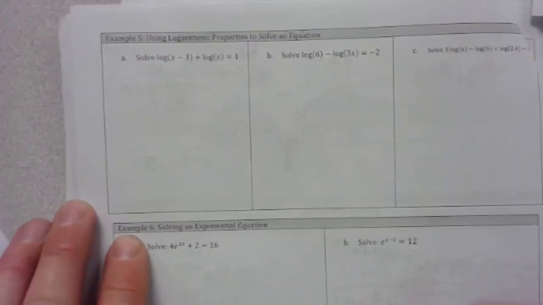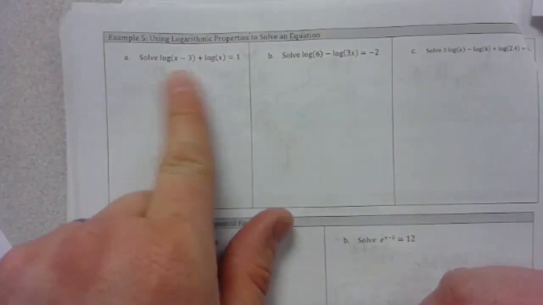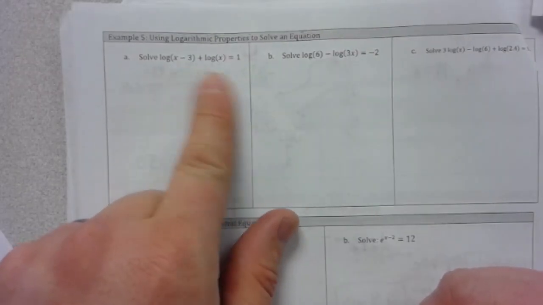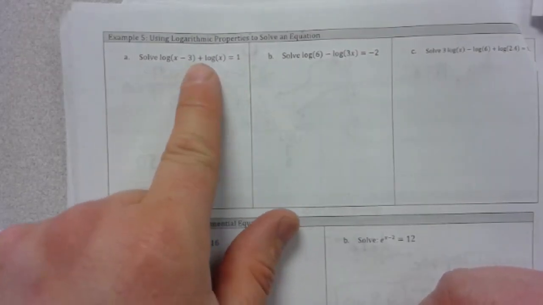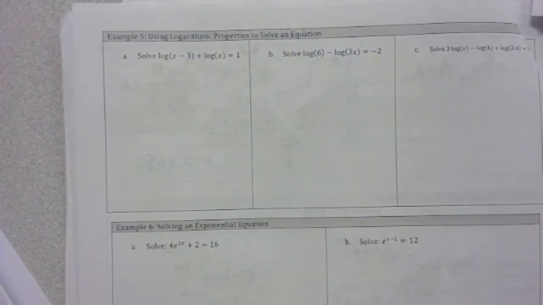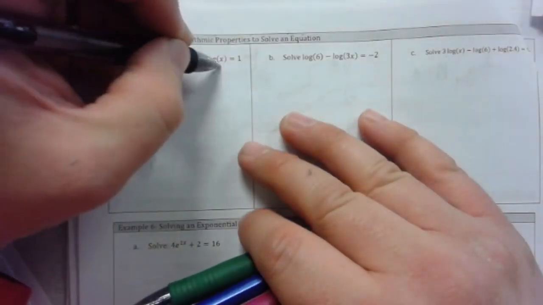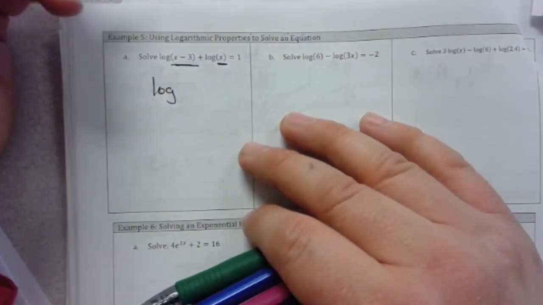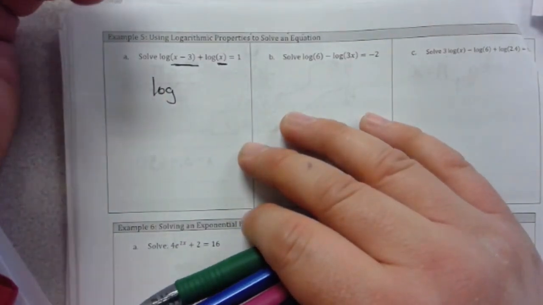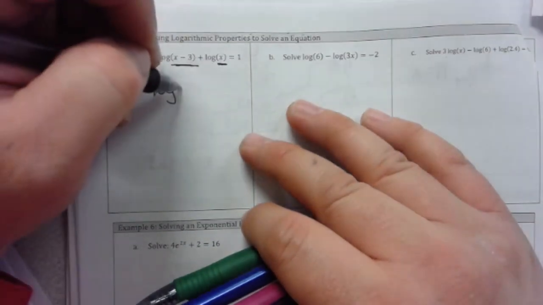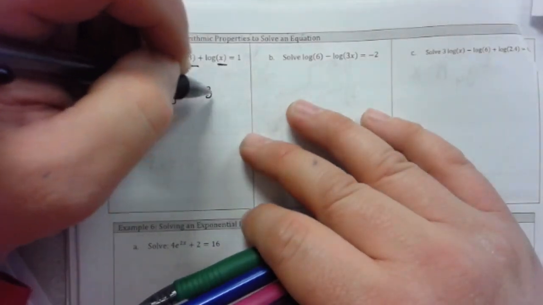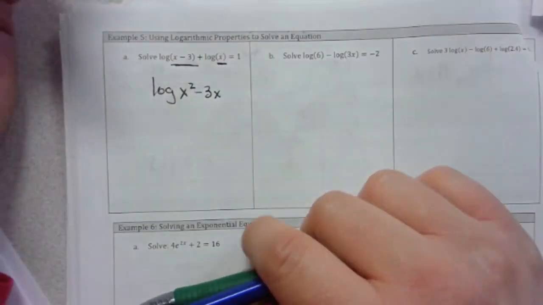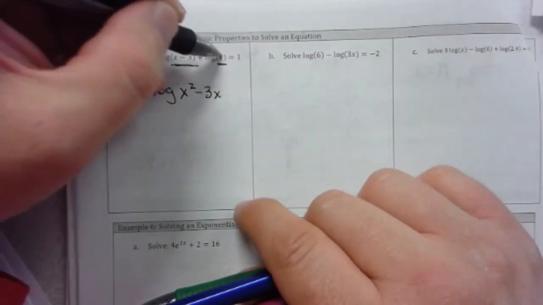Well, I just condensed it. I just wrote it down as 1 log here. Isn't this really 10 to the first equals x squared minus 3x? Isn't that just really 10 equals x squared minus 3x?